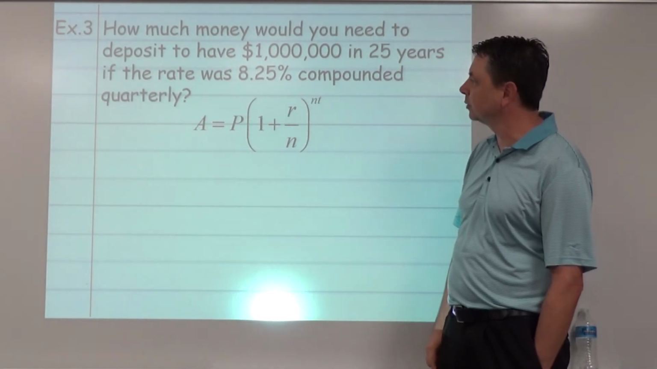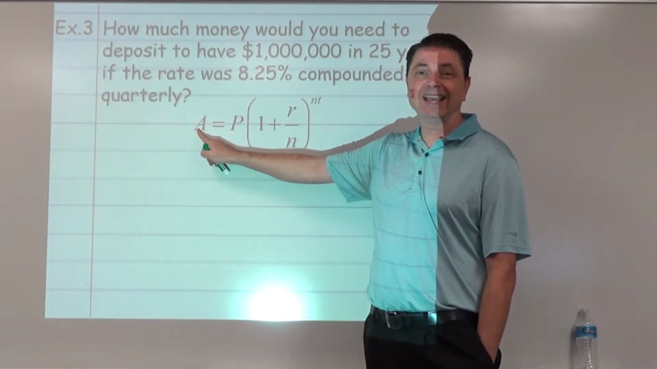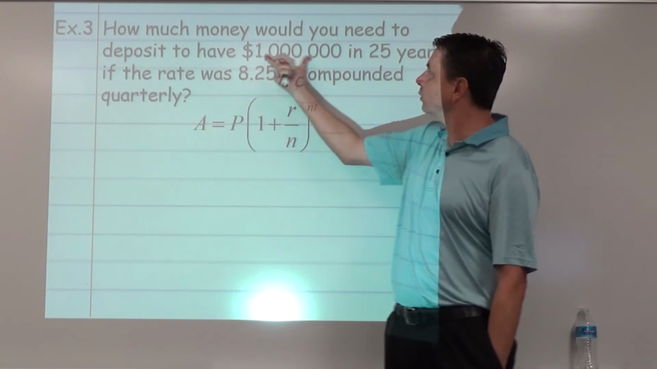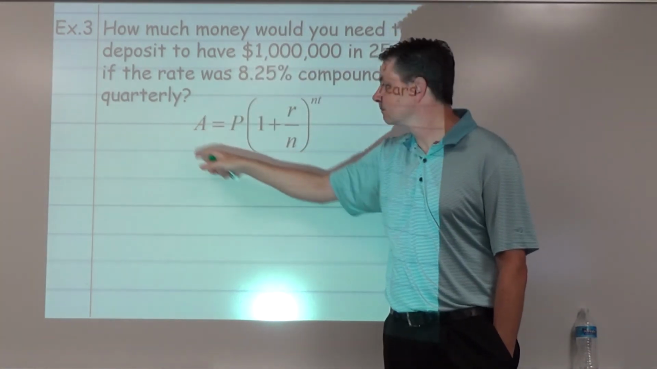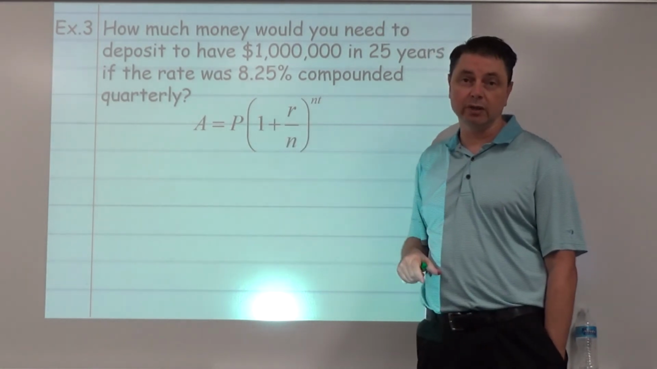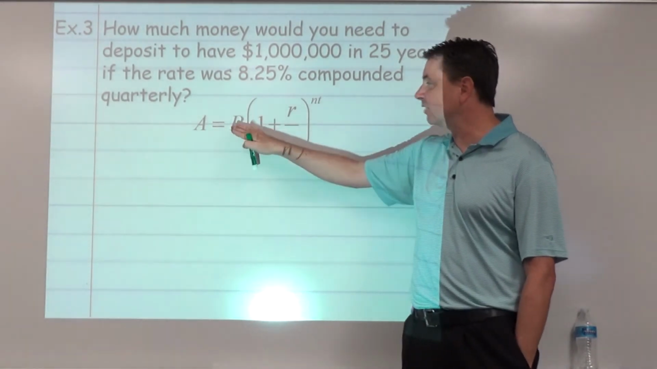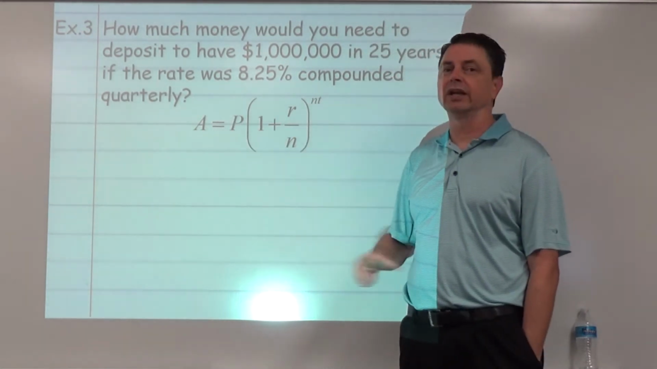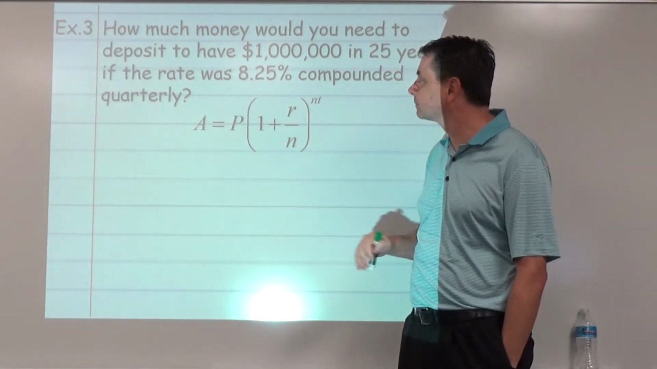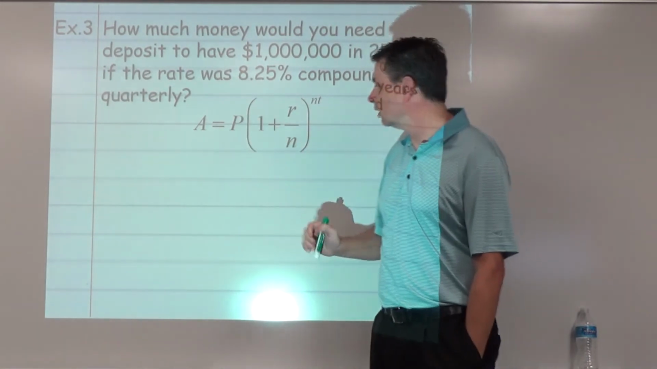So here's our formula, amount that we end up with later. That's what we want to know. We want to get to $1 million. So that goes here. We don't know how much we're starting with. If we did, if we were trying to find out amount later, it's just a direct plug into calculator, no solving, just evaluate. But here, we're going to have to do some solving.